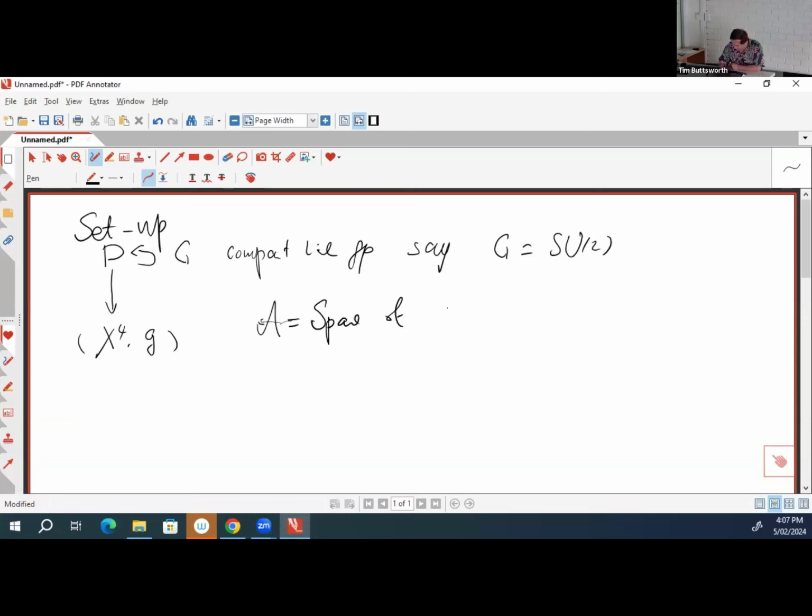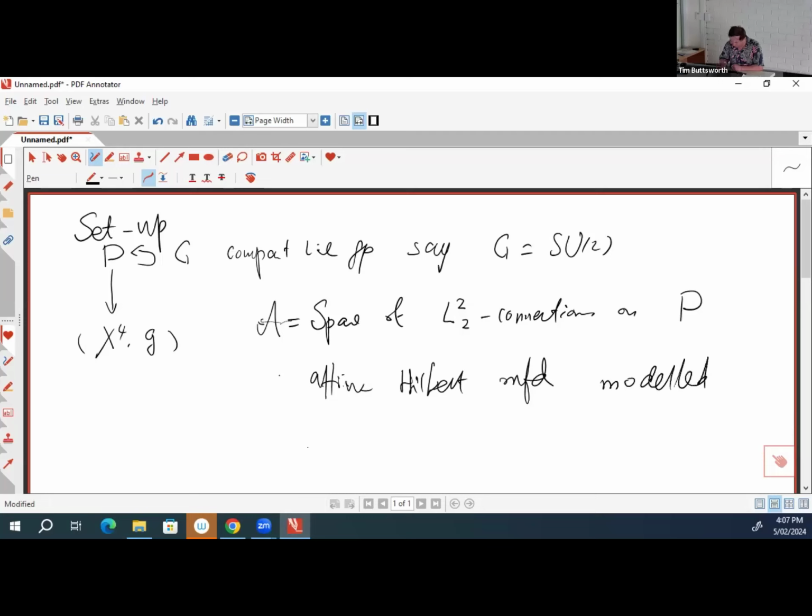And then what we're going to look at is the space of connections. We're going to put some topology on it, so L^2_2 or W^{2,2} connections on this bundle P. It's a manifold, and it's affine, modeled on a tangent space, so sections locally with values in the Lie algebra, with transition functions.